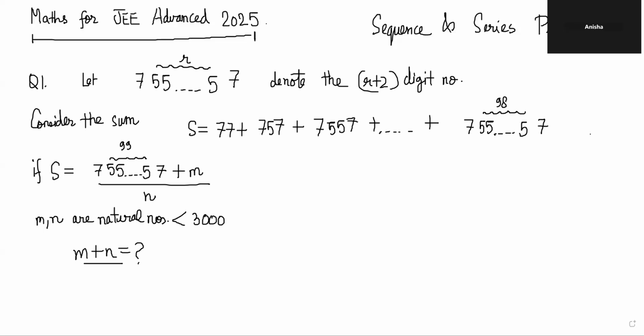You should consider the general number like this and try to write the expansion of that, and then think of how to add it.